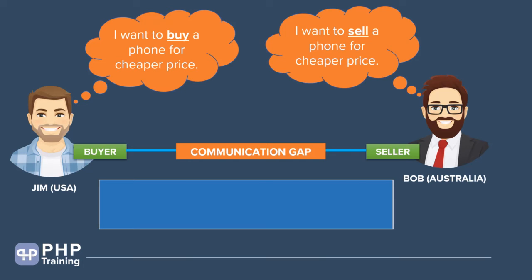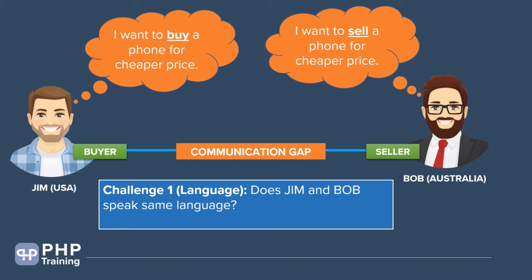Okay, let's understand the two challenges that we have. Well, challenge number one is the language. Do Jim and Bob speak the same language? That's the first challenge. The second challenge is distance. How can Jim find Bob? Well, to solve this communication challenge, you have to solve these two problems. The first problem is, do Jim and Bob speak the same language? So you have to agree on one language, and then you also have to solve the distance problem, where Jim and Bob can communicate with each other irrespective of their distance.